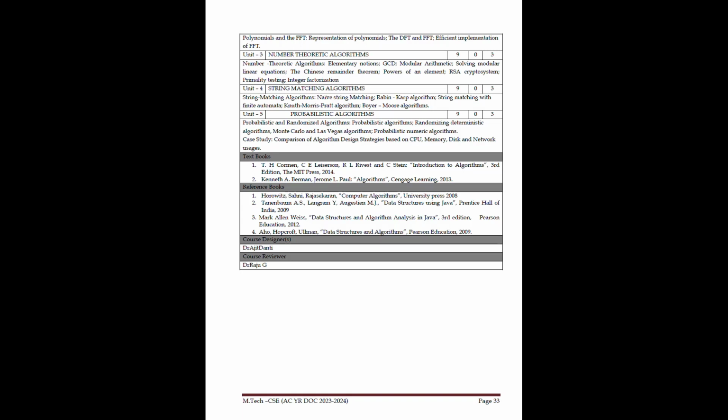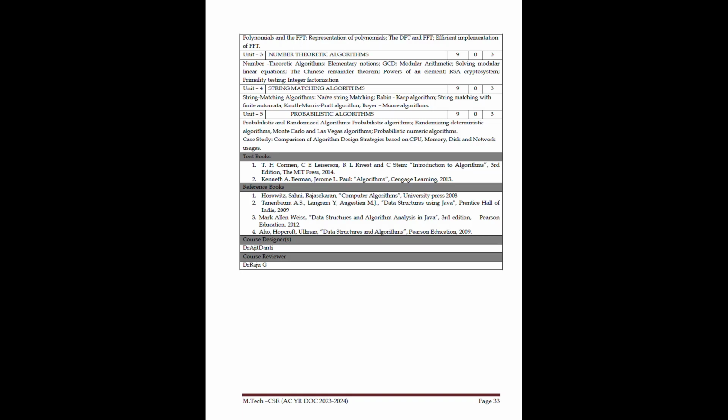Now, Unit 3 deals with number theoretic algorithms, so this is dealing with mathematics, prime numbers, and so on. So, number theoretic algorithms, elementary notations, GCD, modular arithmetic, solving modular linear equations, the Chinese remainder theorem, powers of an element, RSA cryptosystem, primality testing, and integer factorization.